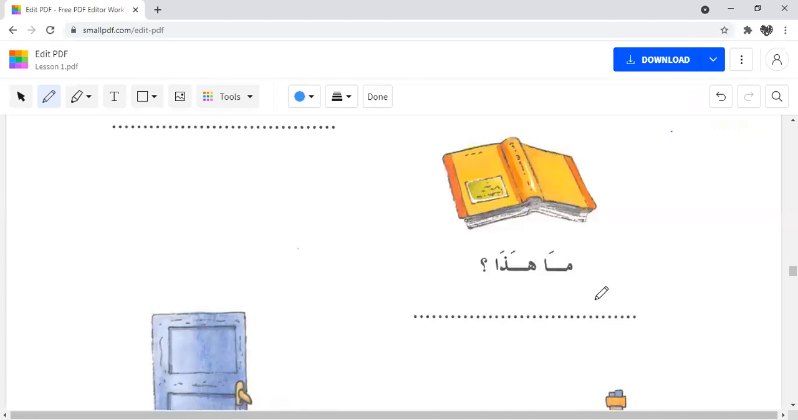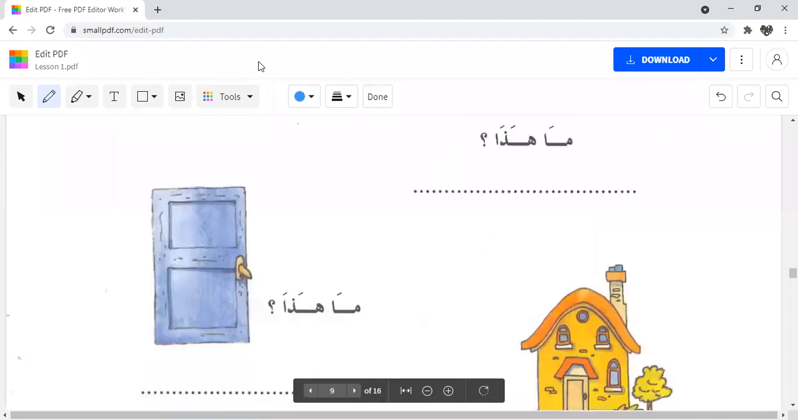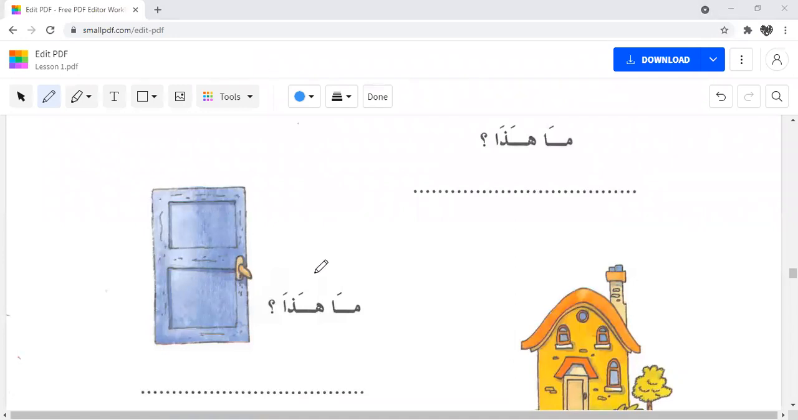Mahada, what is this? Hada kitabun, this is a book. Very good, thank you. Noor Hayati.